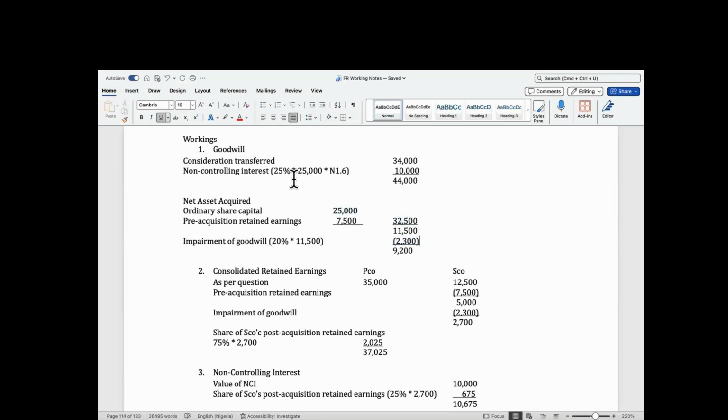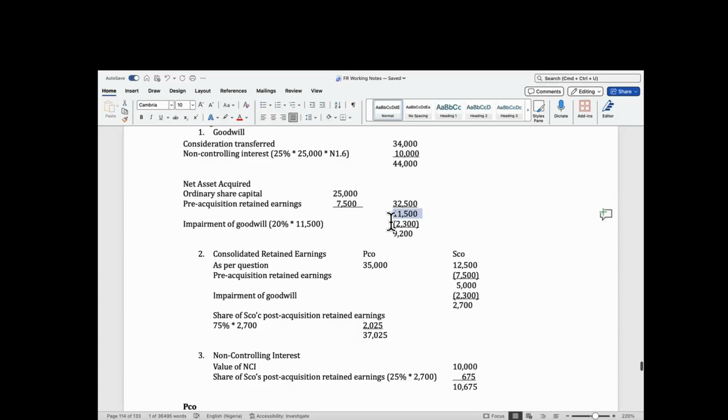So in this case, since NCI is measured at fair value, like I've shown you, you will have a share of that goodwill. And you just need to have an understanding of that. Nobody is asking you to calculate the share of the goodwill. It's not relevant. The only thing that is relevant is that since the goodwill is now impaired, it's not only the parent that will suffer the impairment, it's the two of them. The NCI too will suffer that loss of goodwill.